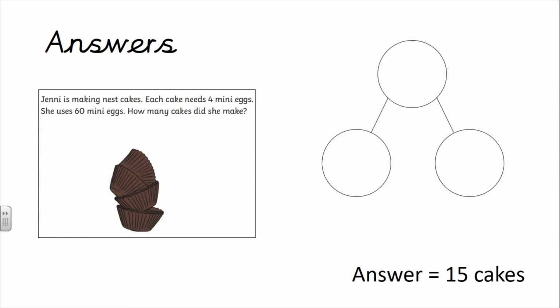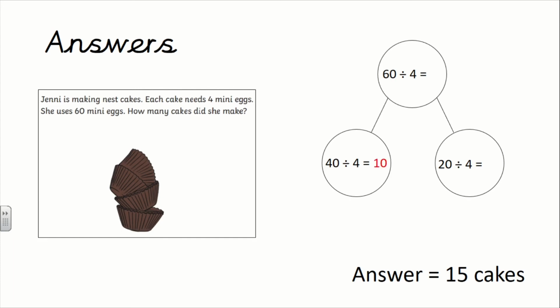So how did we get to that answer? So here's my part whole model. I had 60 divided by 4. So I did 40 divided by 4, and I did 20 divided by 4. There were lots of other ways you could have done this. You didn't have to do 40 and 20. You could have partitioned it differently. But using multiples of 10 made it quite easier for us.